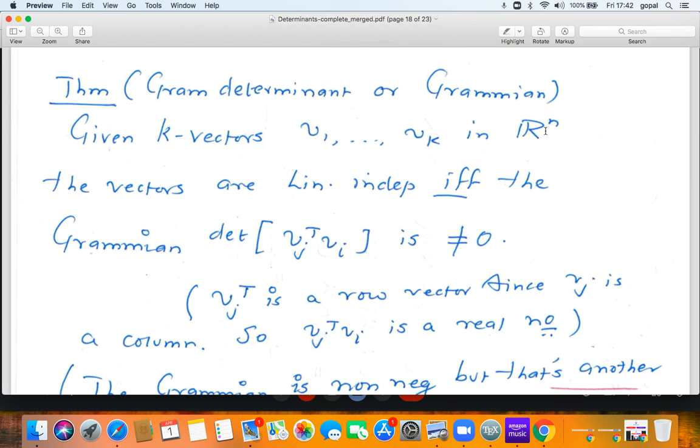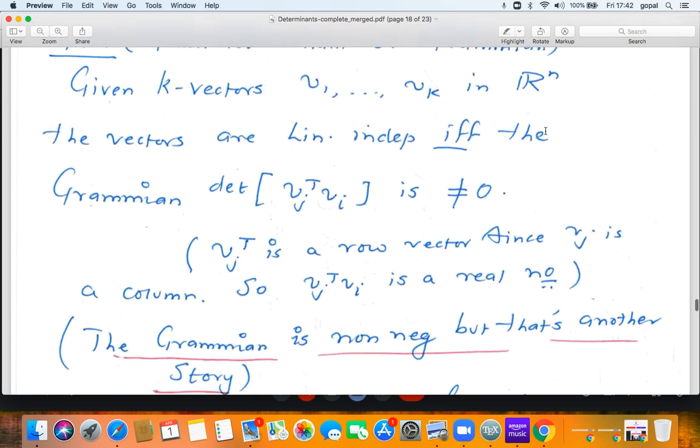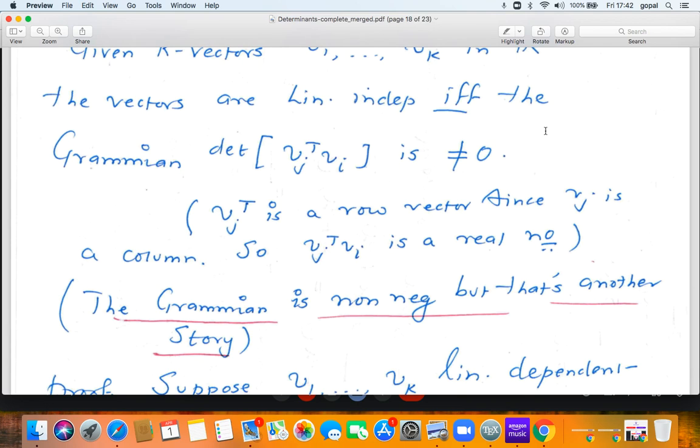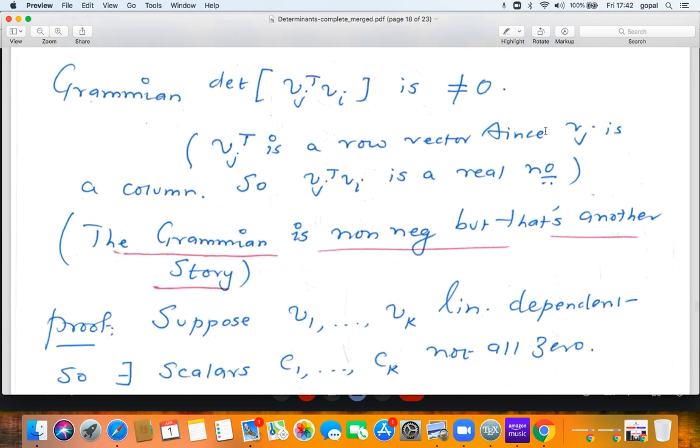And so if the vectors are linearly independent, the Gramian is going to be non-zero. Conversely, if the Gramian is non-zero, the vectors are going to be linearly independent. It turns out that the Gramian is always going to be non-negative, but that's a different story altogether. We are not going to get time to prove that. So let us get to the proof of this.